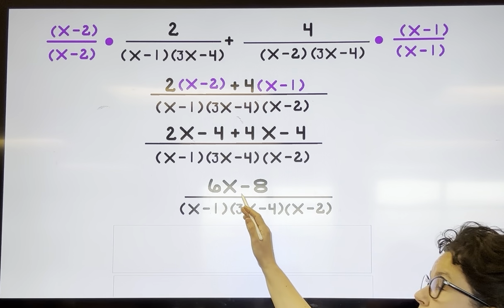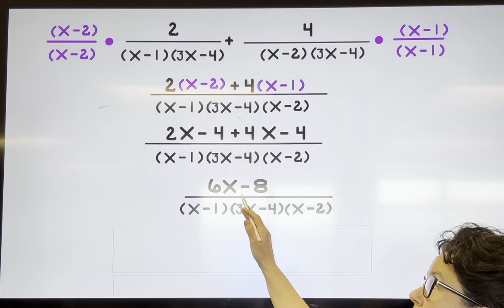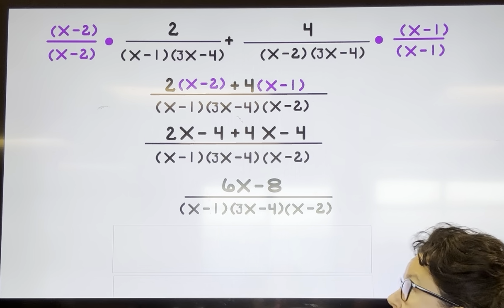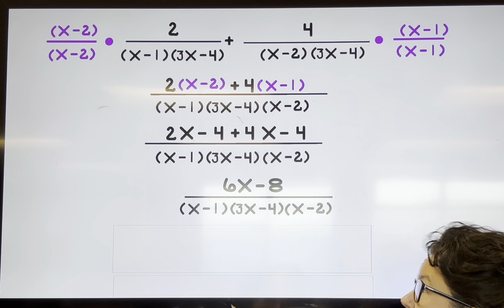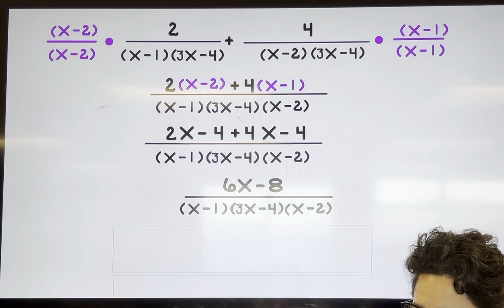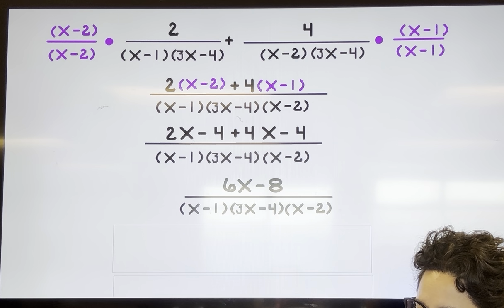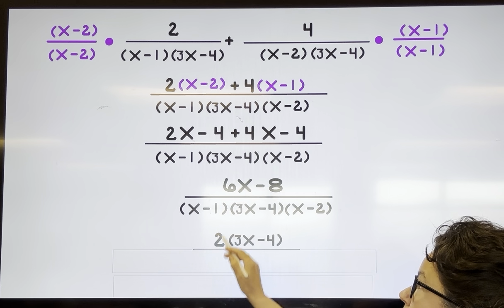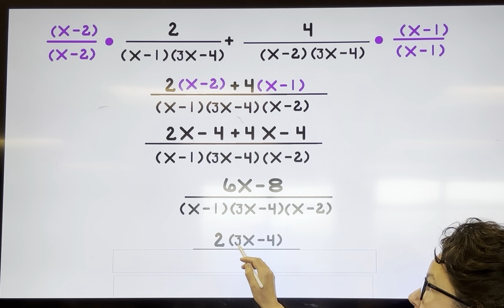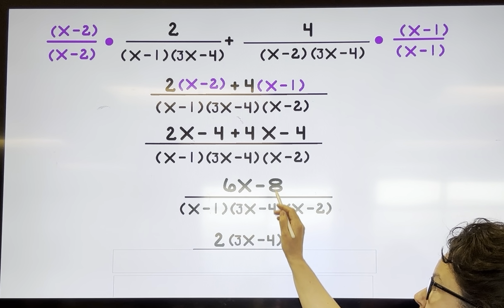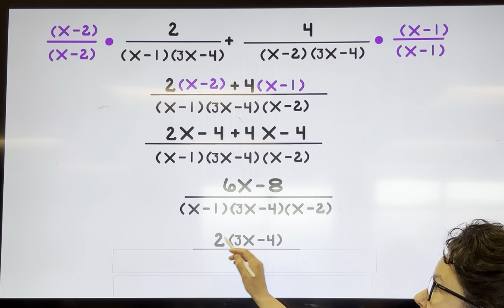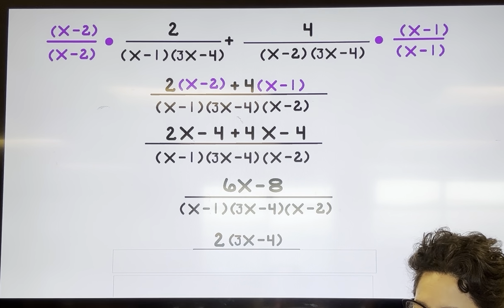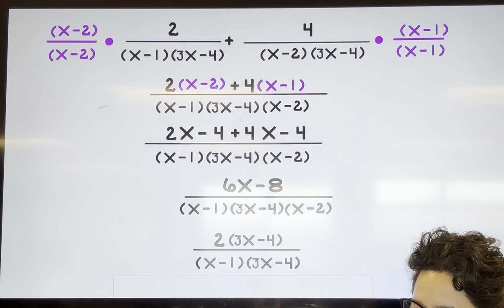Now we're looking to factor the numerator because it might cancel with something in the denominator. So this 6x minus 8 has a 2 in common to both. So if there's a 2 in common to both, I can take a 2 out. 6 divided by 2 is 3, making that 3x. 8 divided by 2 is 4. We can redistribute to verify 6x minus 8, over the same denominator.